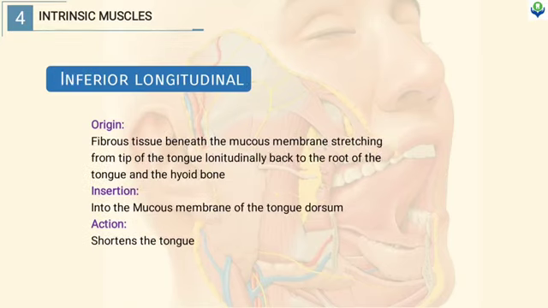The inferior longitudinal muscle. It originates from the fibrous tissue beneath the mucous membrane, stretching from the tip of the tongue longitudinally back to the root of the tongue and the hyoid bone. It gets inserted into the mucous membrane of the tongue dorsum. It shortens the tongue.